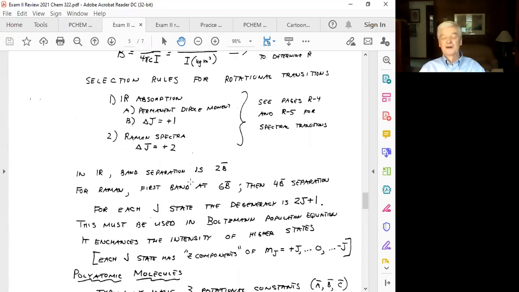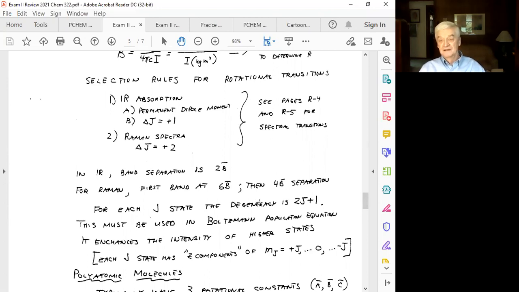In the infrared spectra, you're going to see bands 2B apart. In Raman spectra, the first band is going to be at 6 times B, and then after that, they're going to be at 4B separation. So the first band is at 6B, then 10, then 14, and 18, and so on.